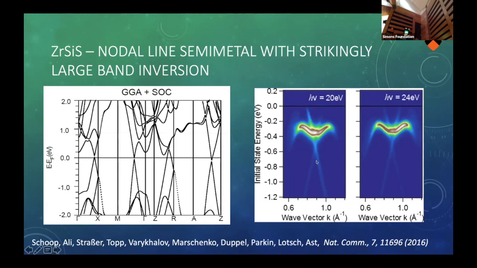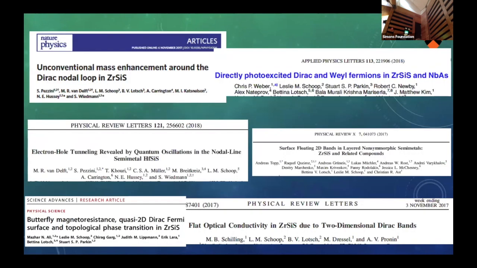You can measure ARPES, and you see the same linearly dispersed bands in ARPES, in addition to some surface states which are very intense here, which are not important to the story. And you can do transport and optical measurements. These are just some example papers that came out showing that this indeed has electronic properties that would resemble such a band structure.